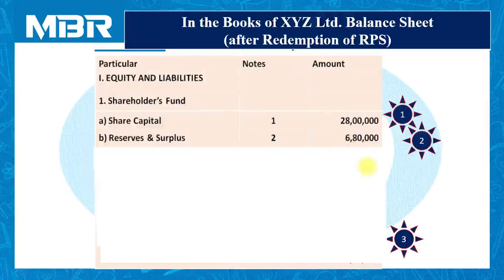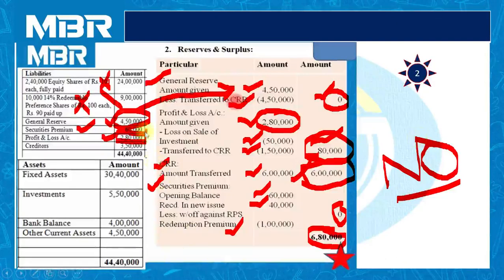Now, at this point of discussion, I would like to draw your attention that on the liability side of the balance sheet, apart from equity, preference, reserves and surplus in the form of general reserve, security premium and profit and loss account, we have one more item, that is creditors, and the amount of creditors is also given to us.